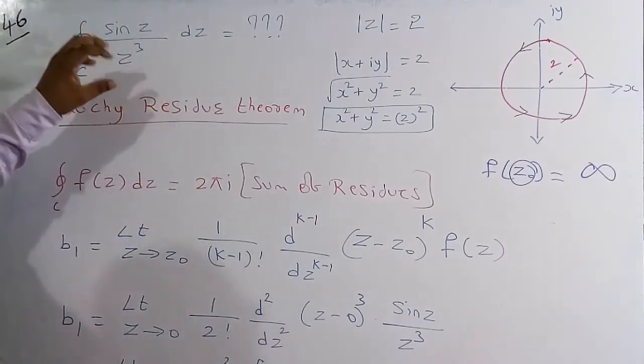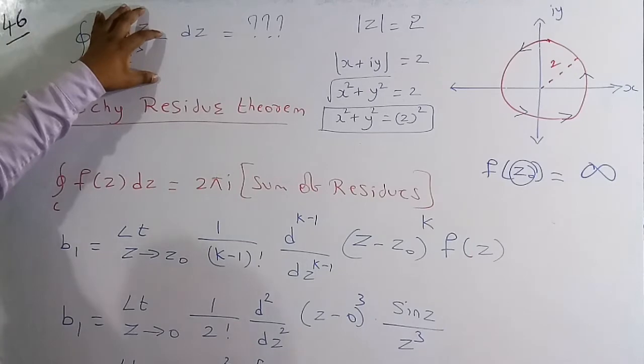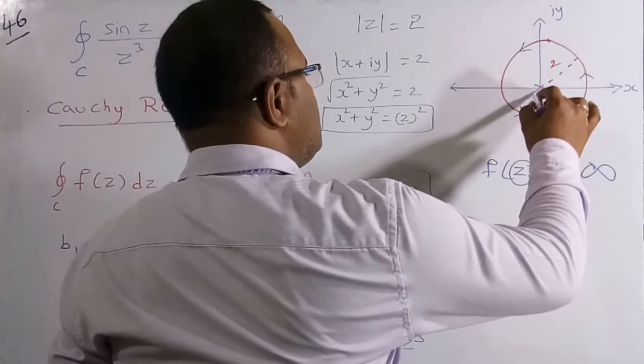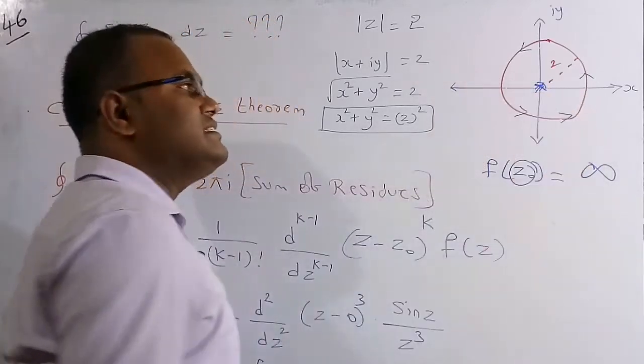This singular point is going to make this function go to infinity. So these are called the singular points. There are 3 singular points, which are 0, 0 and 0. So these are 3 singular points.